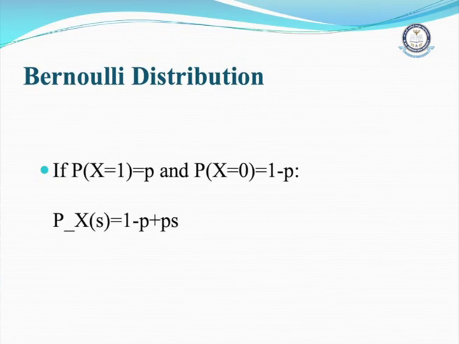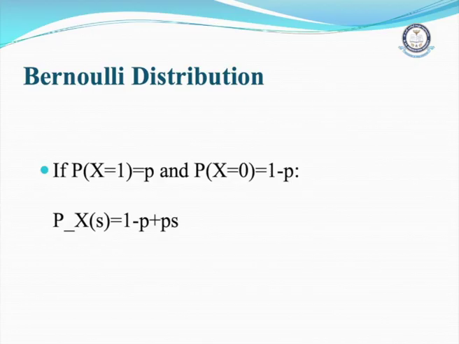The first distribution we are taking is Bernoulli. What is the probability mass function of the Bernoulli distribution? That is P of x equal to p power x into 1 minus p power 1 minus x. Here p is the parameter of the Bernoulli distribution. The Bernoulli distribution follows only two conditions: the probability of success and the probability of failure. Success is p and failure is q.